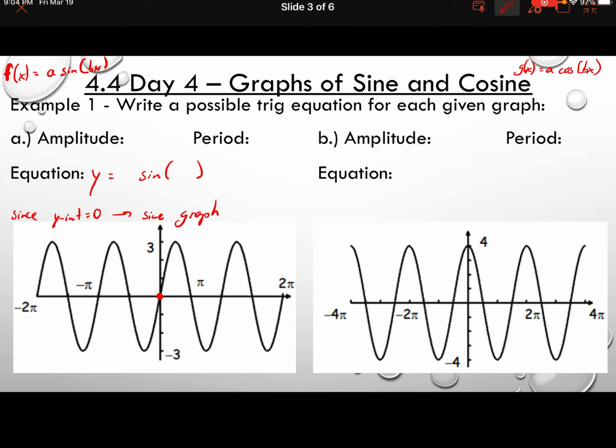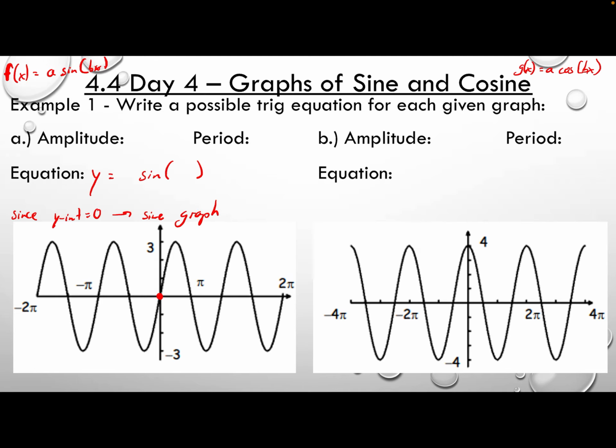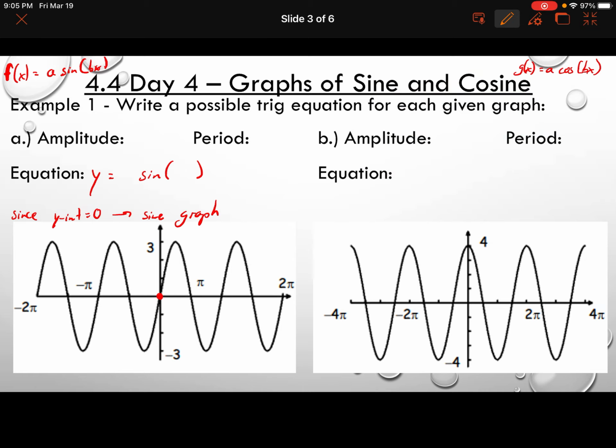Sine graph. Now let's determine the amplitude. Remember, the amplitude is half the height of the curve. We determine the height of the curve by taking the highest point minus the lowest point. The highest point is 3. The lowest point is negative 3. So the height is equal to 3 minus negative 3, which gives us 6. So the height of this curve is 6, and the amplitude would be half that. So the amplitude is 6 divided by 2, giving us 3.